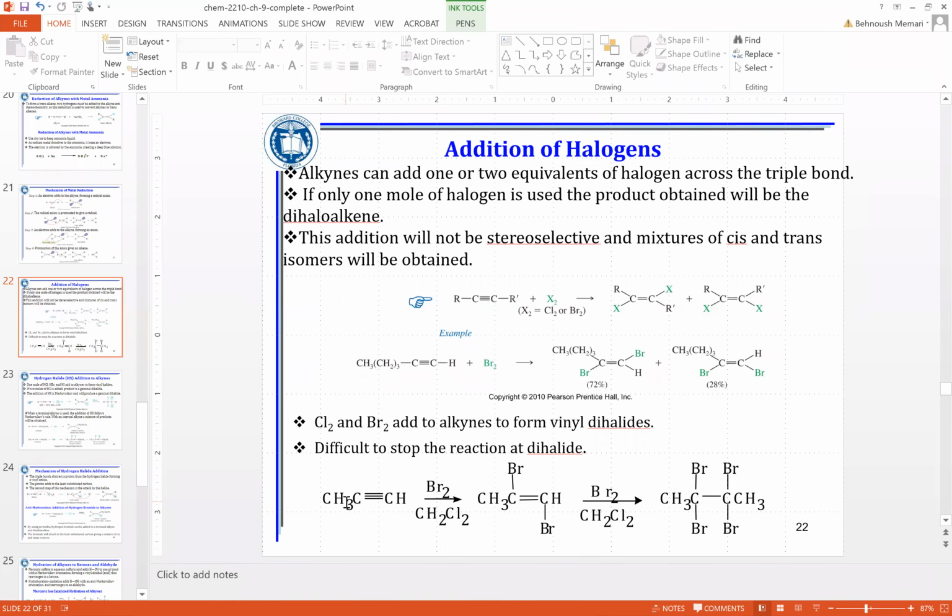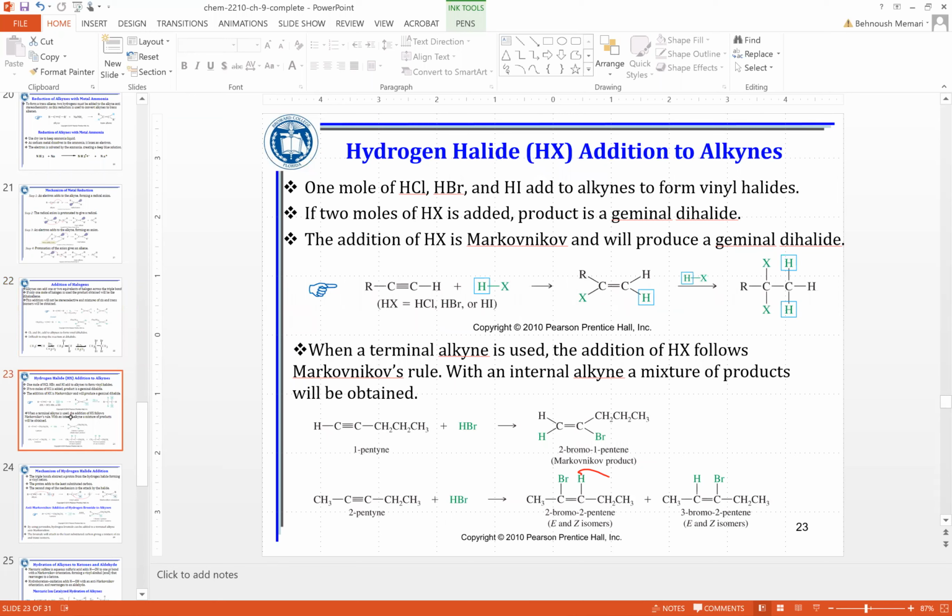Since you still have a pi bond left, it would be hard to stop the reaction here. It can continue and break the pi bond again, and you get tetrahalide as a product because you have an alkyne. 2 pi bonds break and 4 bromines are going to add. What happens if you add HX?